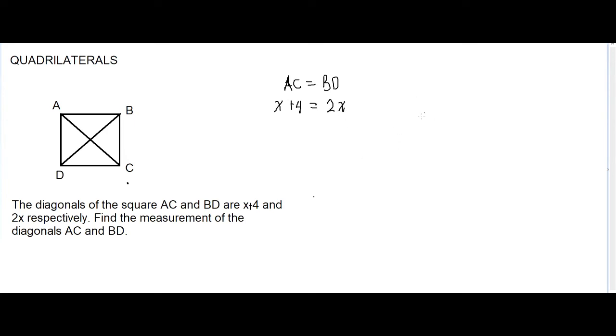Then, transpose. Ano yung transpose mo dyan? Transpose pa yung 4 or yung x. Like terms. O kung ano yung magkakaparehas, yun dapat ang pagsama-samahin. So, you have x tapos 2x. Since mas mababa ang x, lipat siya sa kabila. You have 2x. From positive x, magiging negative x. Then, maiwan yung 4 doon. So, that's 2x minus x. You have x now is equal to 4. Yan. So, x now is equal to 4.